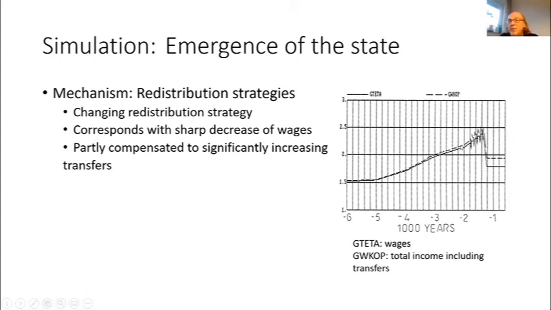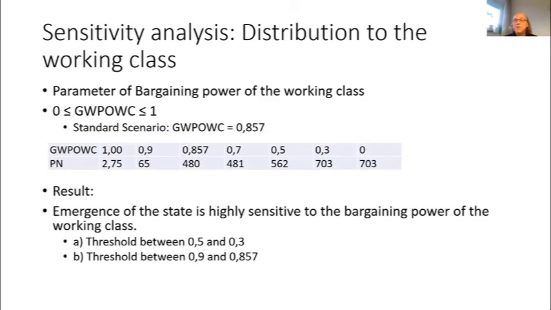You see that before the emergence of the state, the dotted line here is the total income, including also transfers, and the solid black line is the wages without the transfers. And you see that before the emergence of the state, there is nearly no transfer. But with the emergence of the state, it goes along with a sharp decrease of the wages, but also for the first time you have considerable transfers that come from the power territory system. So the decrease in wages is partly compensated by transfers. And so this is a little bit about the model results.